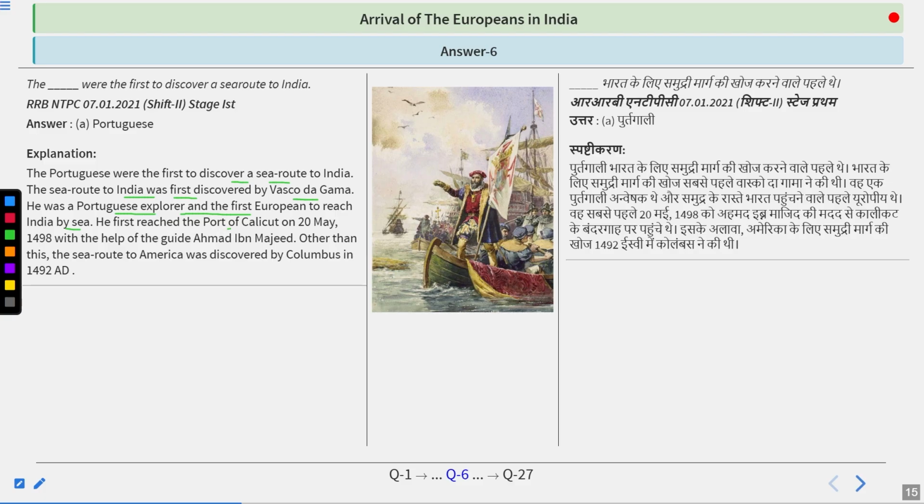He first reached the port of Calicut, today known as Kozhikode, on 20th May 1498 with the help of the guide Ahmad ibn Majid. Other than this, the sea route to America was discovered by Columbus in 1492. So do remember, the answer is Portuguese.